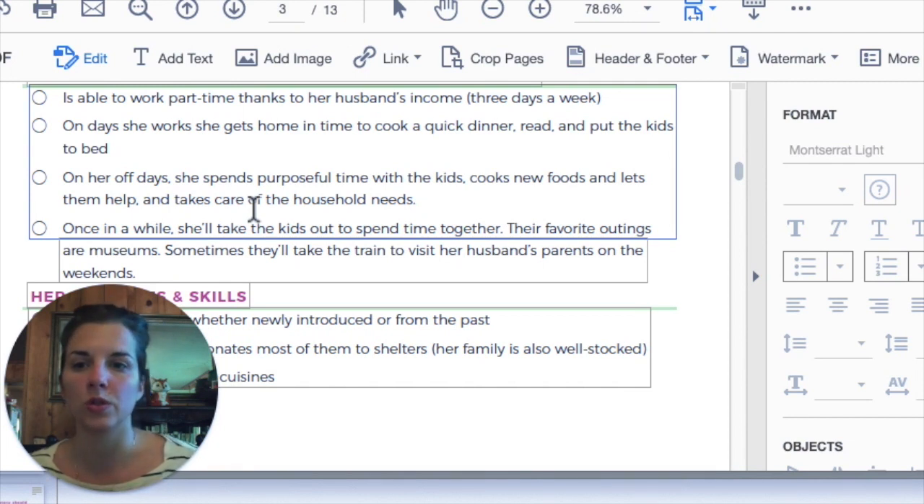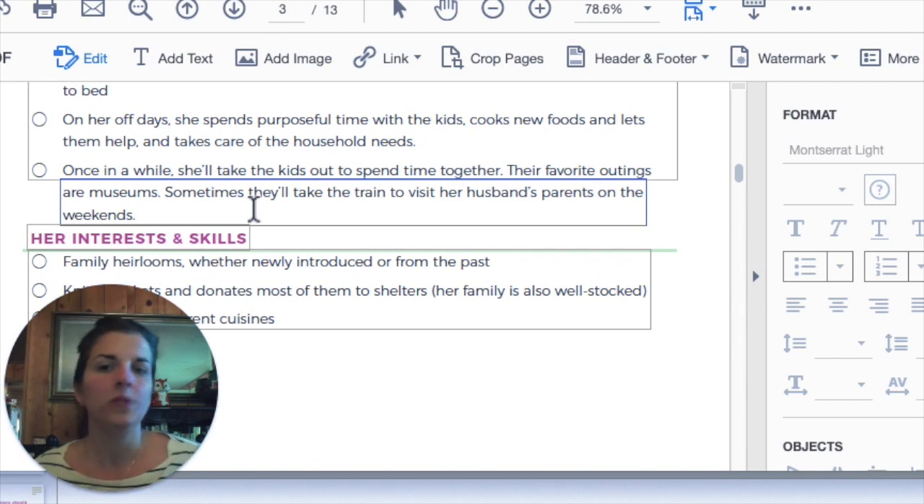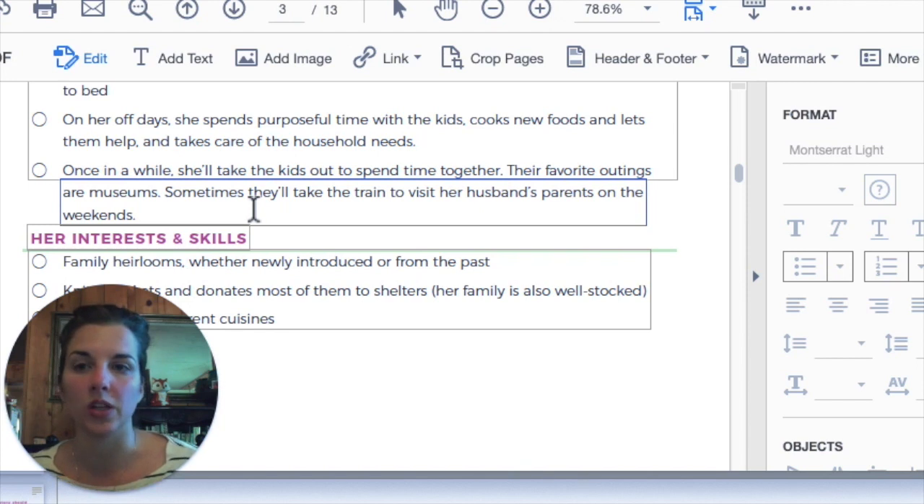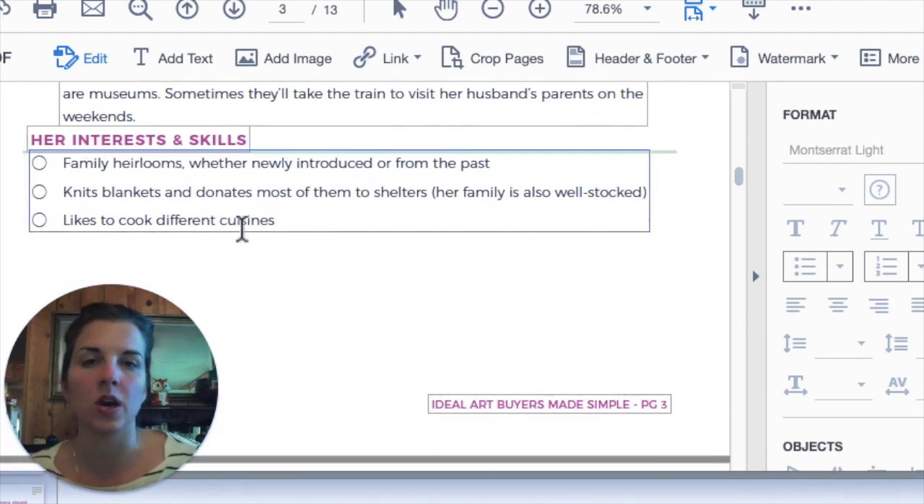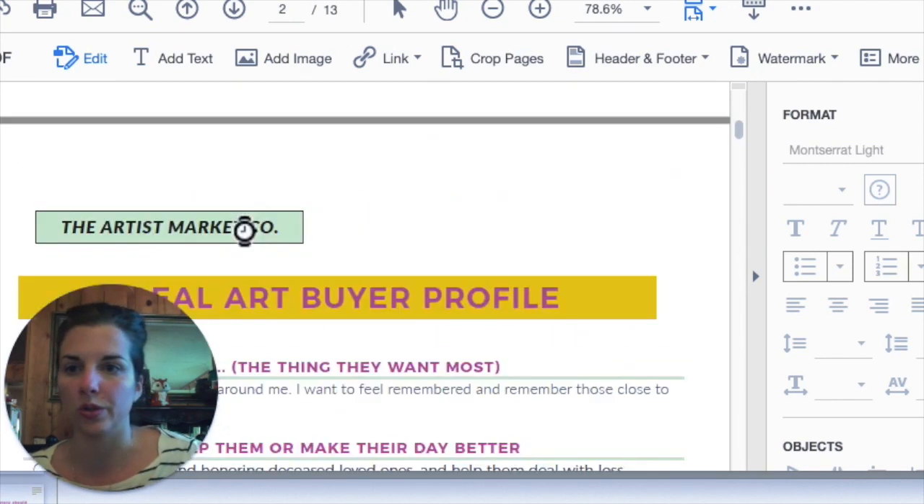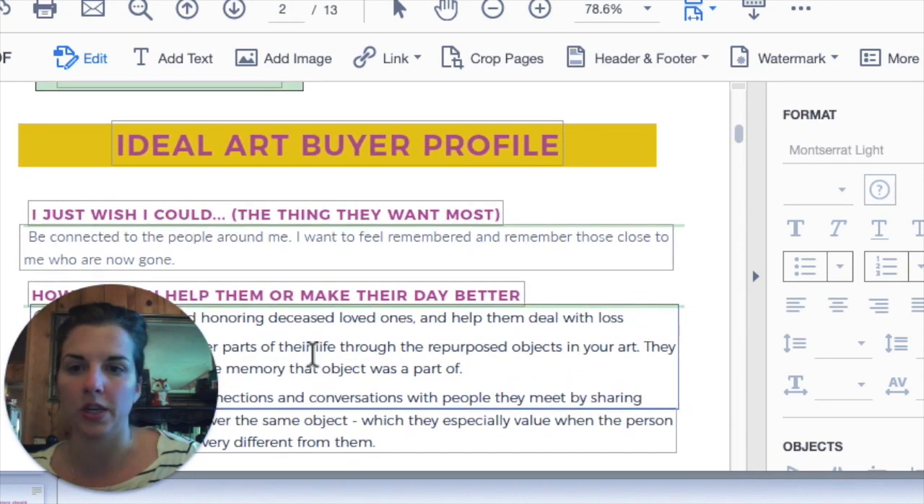She cooks new foods, she lets them help, and she takes care of her household needs because everyone has to do that. Once in a while, she'll take the kids out to spend time together. They do things like going to museums where they can look at old relics and old quilts or old paintings. Sometimes they'll take the train to visit her husband's parents on the weekends. She likes to feel connected to them as well. Her interests and skills also connect back to her, I just wish I could be connected to the people around her.